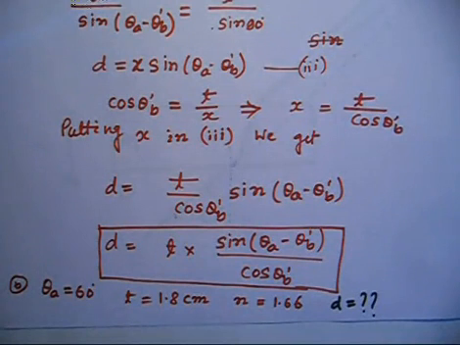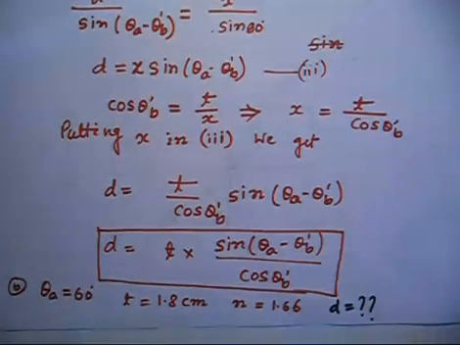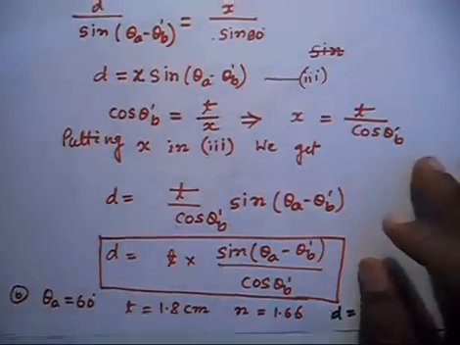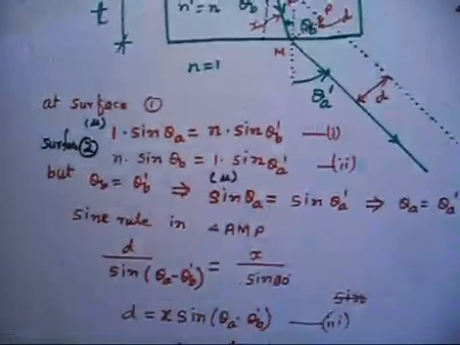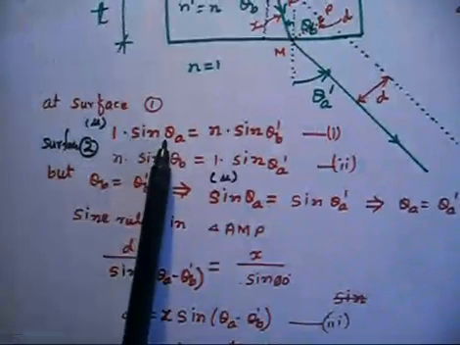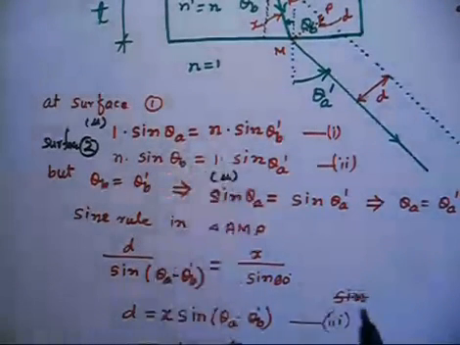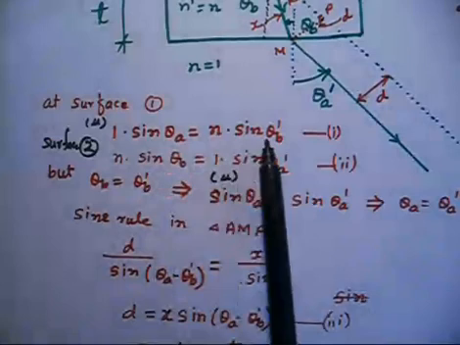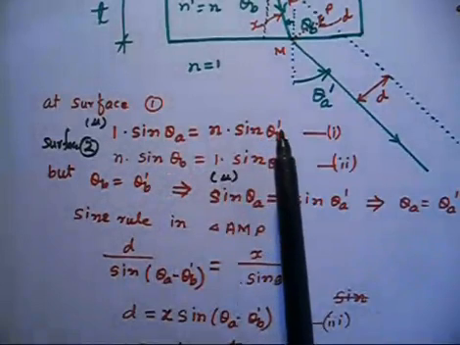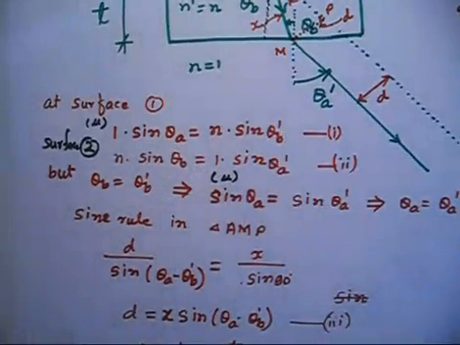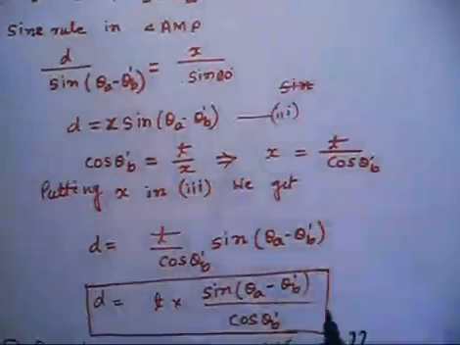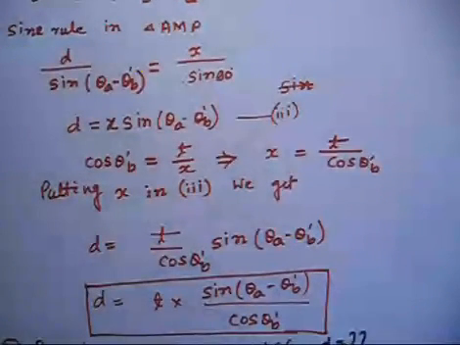You have to calculate theta B dash first, because theta A is given but theta B dash is not given. You can calculate theta B dash easily from equation number 1. Sin theta A you know, n you know, that is 1.66 in this case. So you will get sin theta B dash, so theta B dash you know. Now if you plug the value of theta B dash, you will get d. That is the important point.